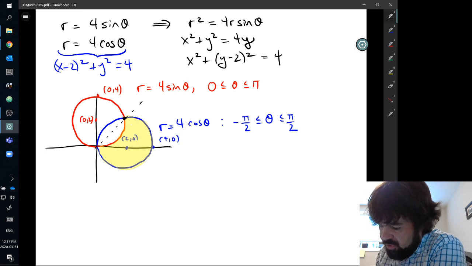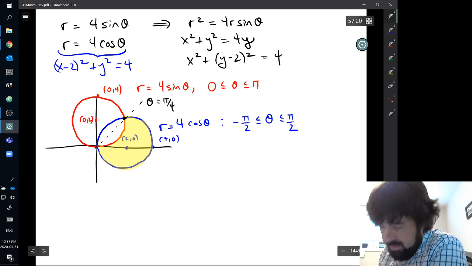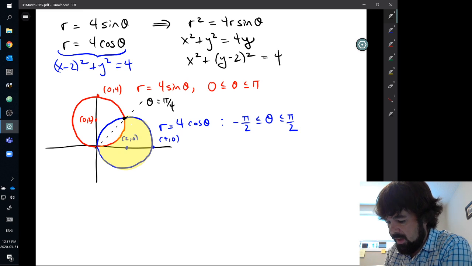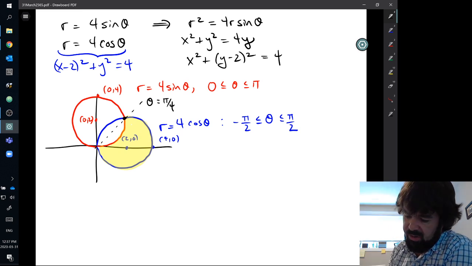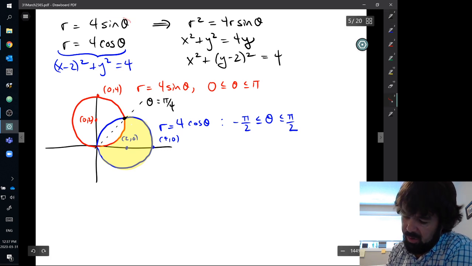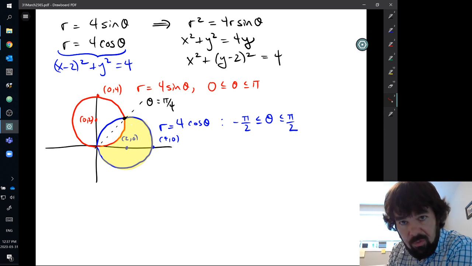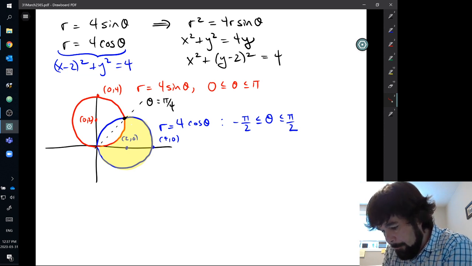Now, there's enough symmetry that you can probably guess that that corresponds to theta equal to pi over 4. If that's not obvious, you say, well, if that's a point of intersection, I should be able to just set the two R values equal. So I set 4 sine theta equal to 4 cos theta, and when is sine theta equal to cos theta? Pi over 4, right? So you get that point of intersection.